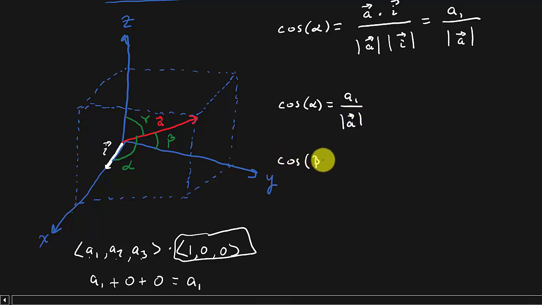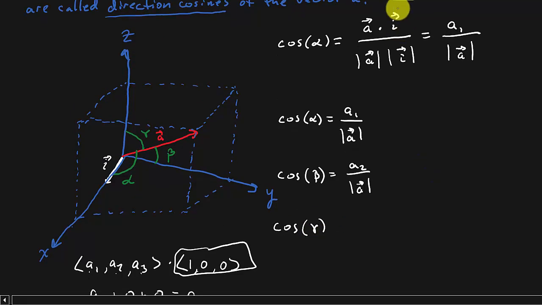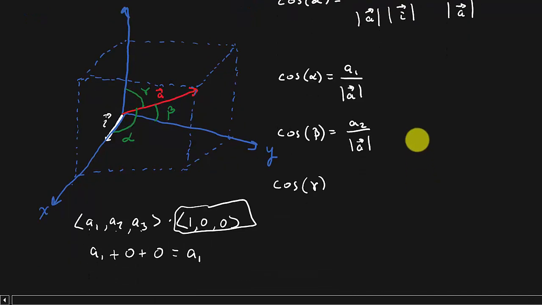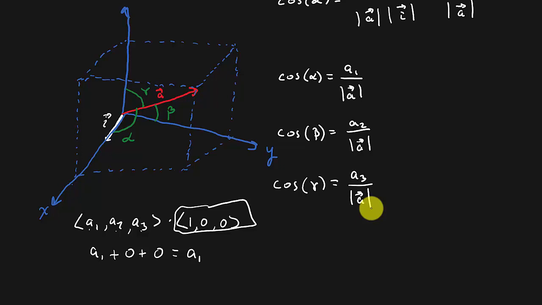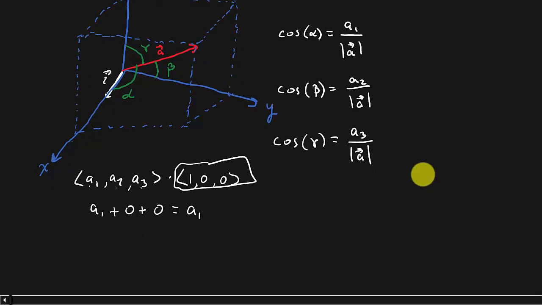And then cosine beta, you do that in a similar way. For beta, you would use vector J. That would be A2 over the magnitude of A. And then cosine gamma, you could do that in a similar way. Instead of I, you would have vector K. That is equal to A3 over the magnitude of A. Okay? All right, so that's that right there.